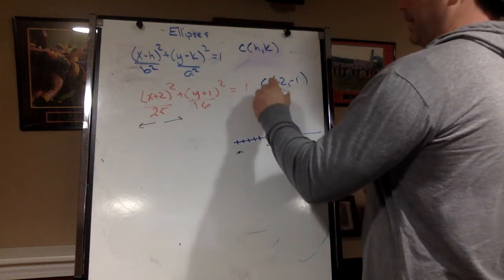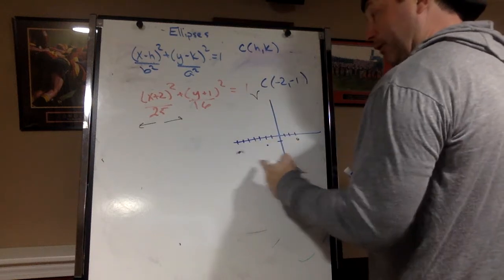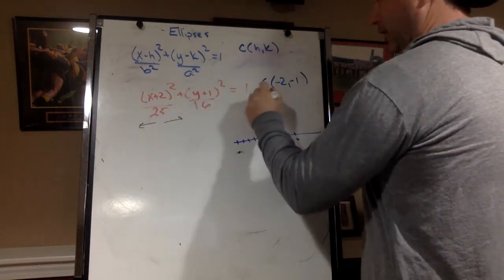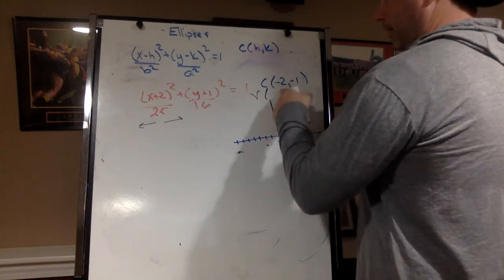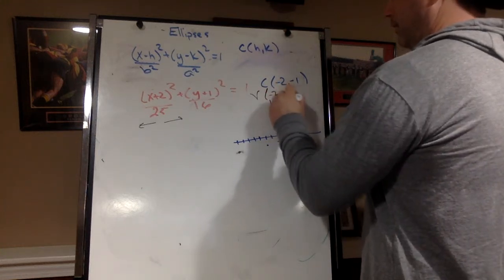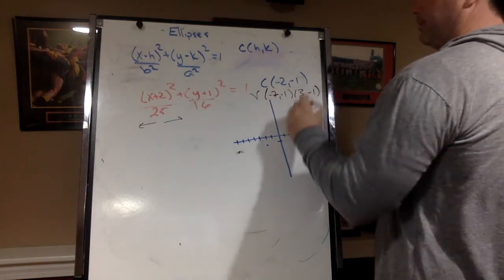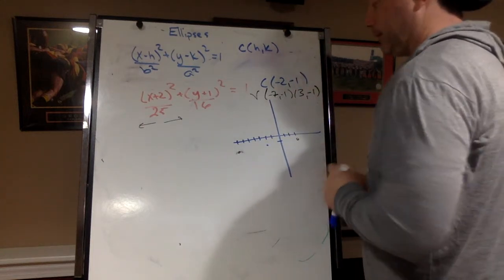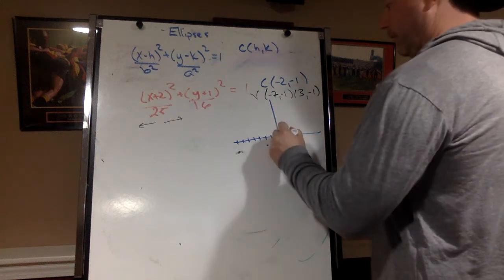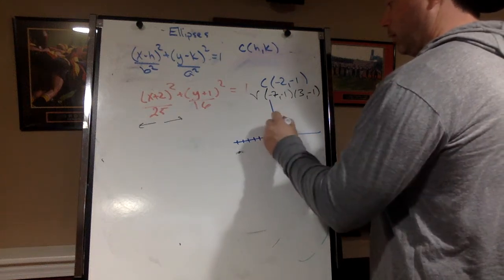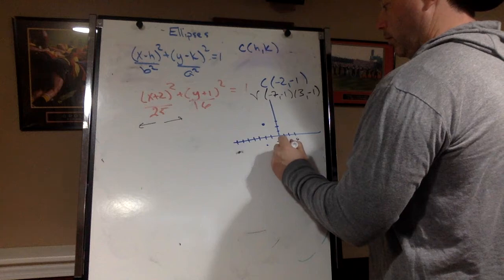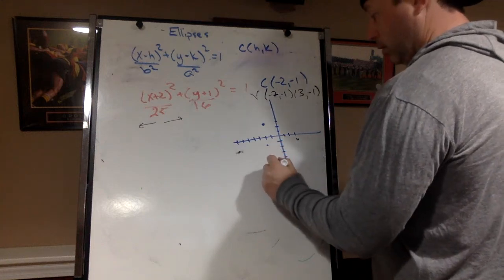Probably not a bad idea to write these down. This time, these are my vertices because it's the major axis, the larger side. So I went 5 that way, (-7, -1). Notice the y doesn't change. And 5 that way, (3, -1). Co-vertices. Going to go up and down 4. 1, 2, 3, 4. 1, 2, 3, 4.